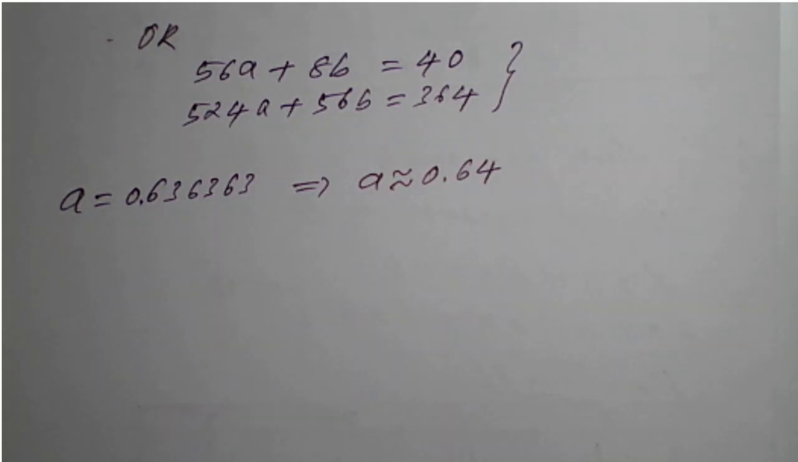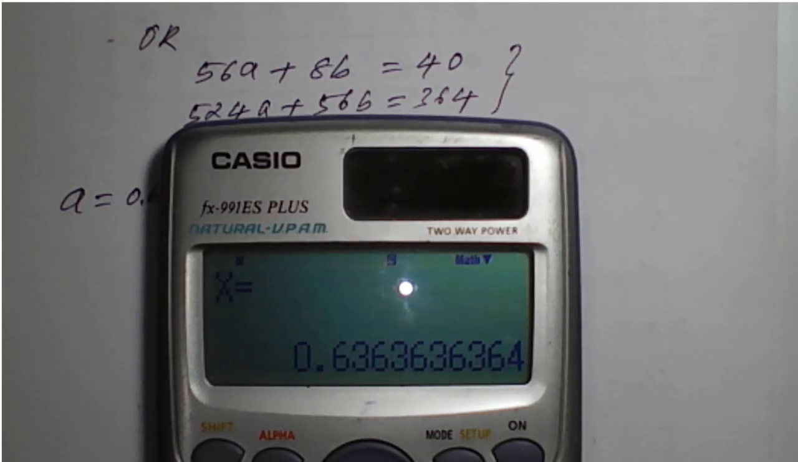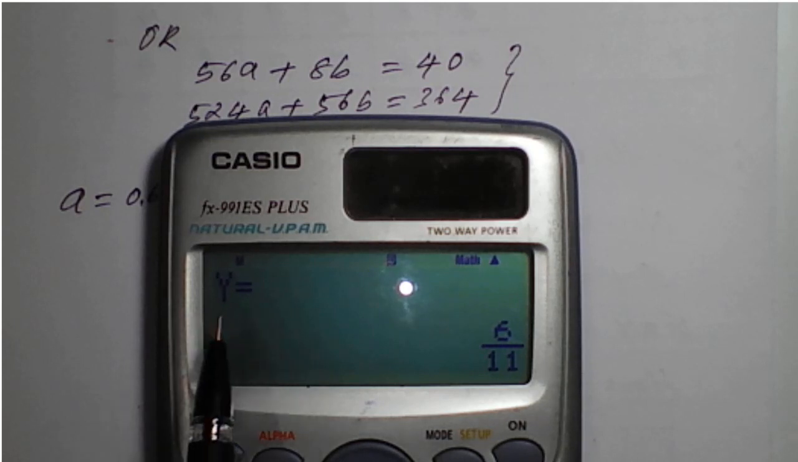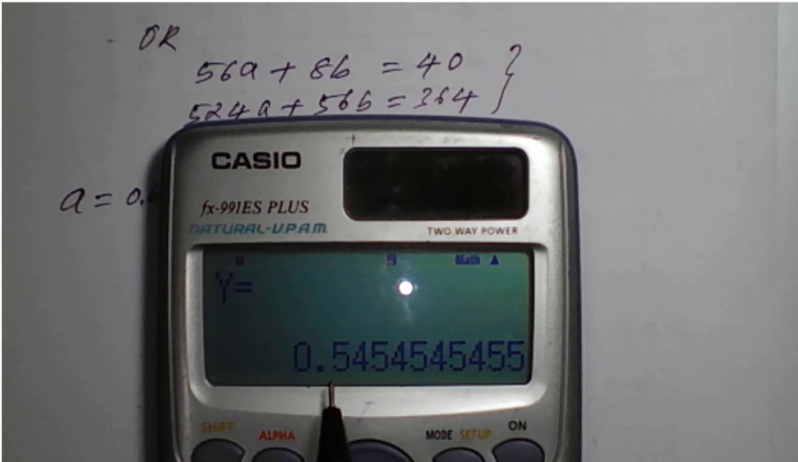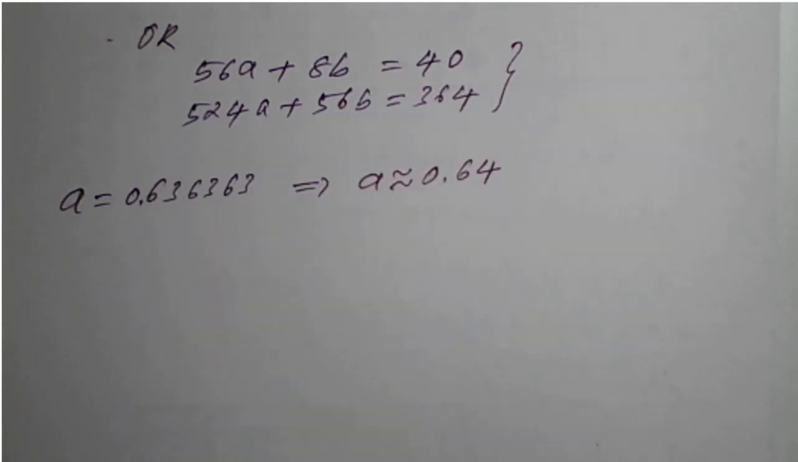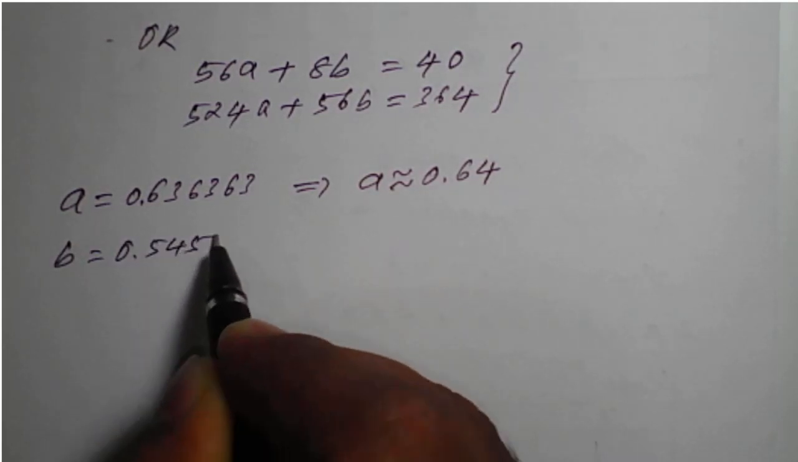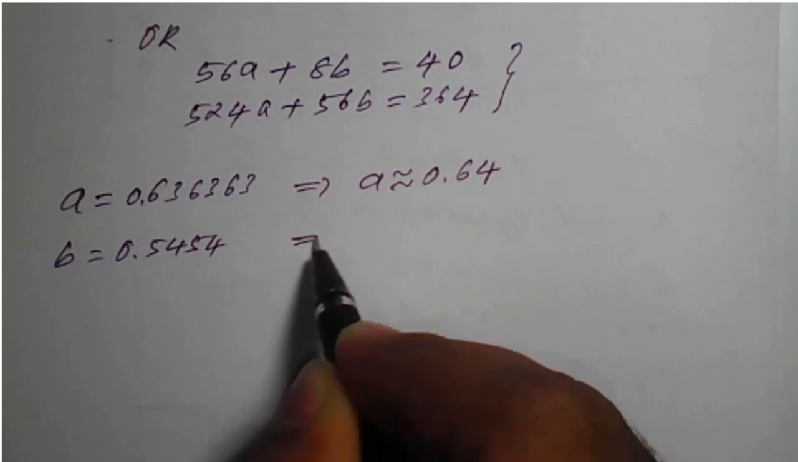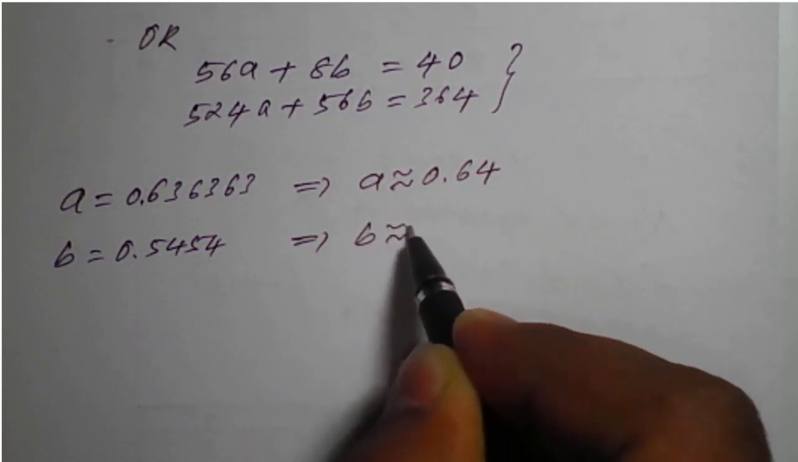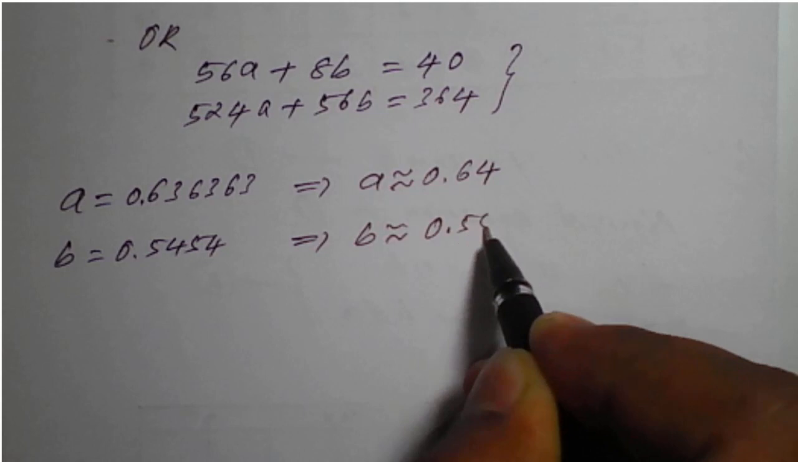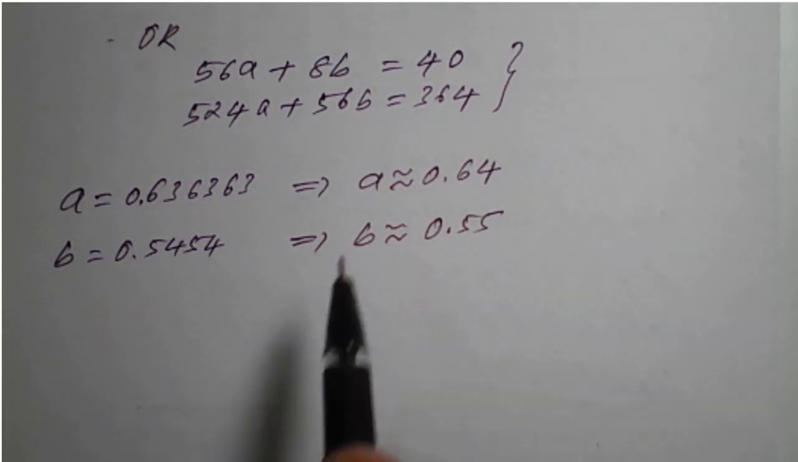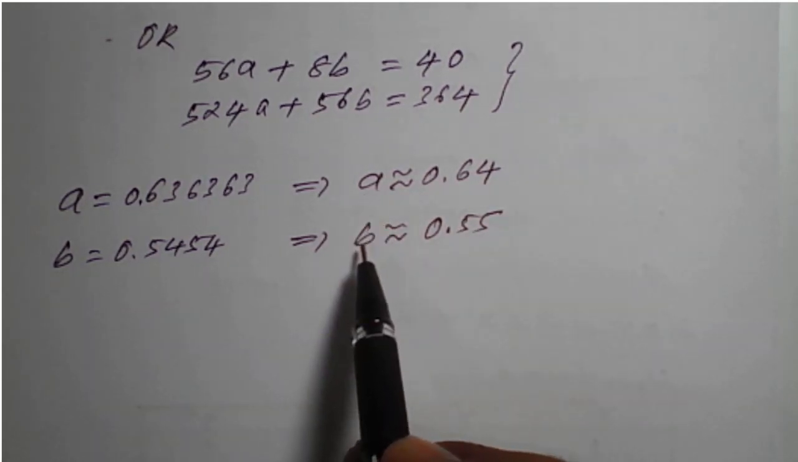And one more time you press equal to, you will get the value of y, that is the value of b, 6 upon 11. If you press SD, we will get 0.545454, which is nothing but b is equal to 0.5454, which implies b is equivalent to 0.55 on rounding up. So therefore these are the values of a and b.